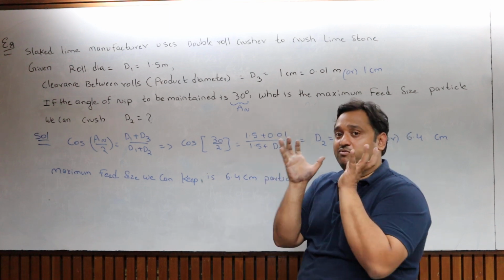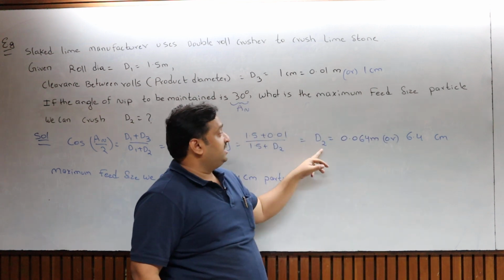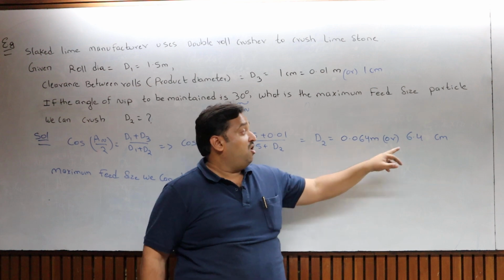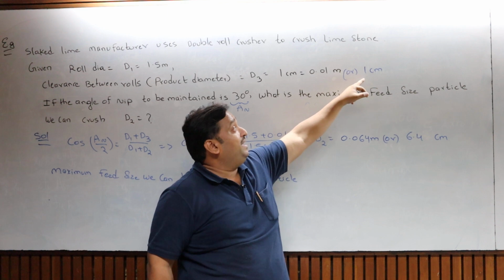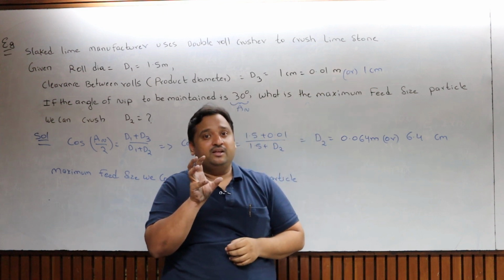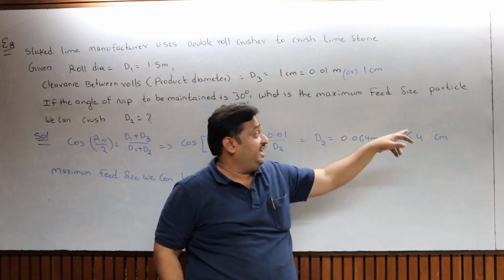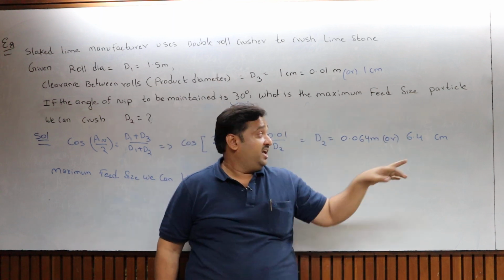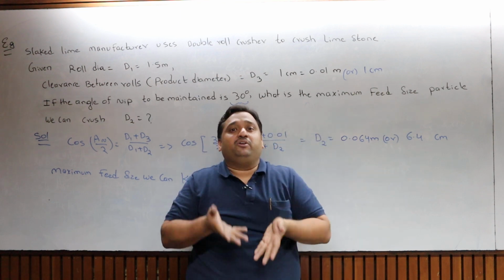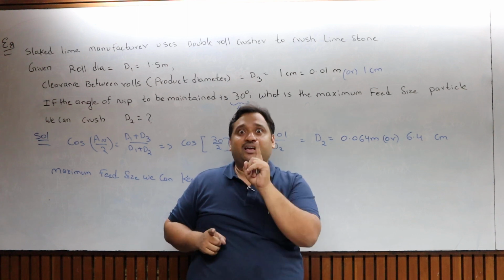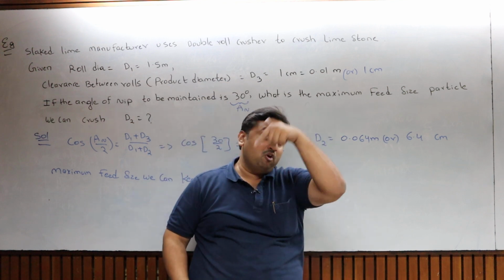d2 is the diameter of the feed particle. From this, d2 is nothing but 0.064 meter or 6.4 centimeters. That means to make a product of 1 centimeter under these conditions, the maximum feed I can put on the roll crusher is 6.4 centimeters. If you go beyond 6.4 centimeters, there is less chance of it getting crushed, because the resultant will kick it towards the top. It will try to jump on the roll crusher and will not come down.